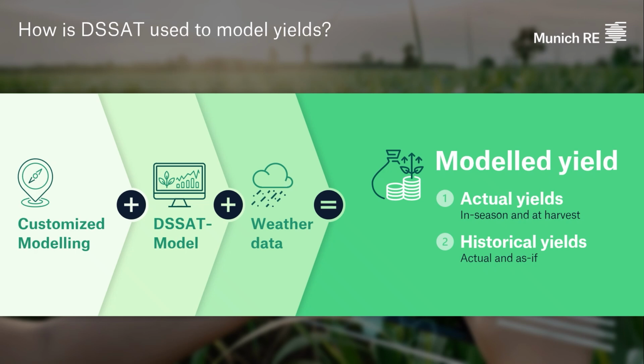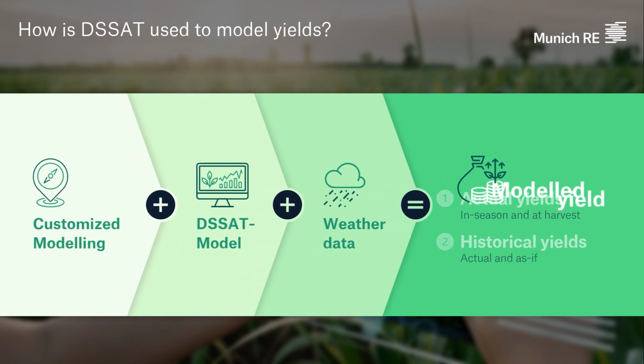Firstly, the calculation of in-season actual yields during and at harvest. These can be used for monitoring and planning purposes such as grain marketing or logistics, and of course it can also be used for a crop yield hedge. Secondly, it can also recalculate actual historical yields, or as-if scenarios that show how yields might have differed under different farming practices or weather conditions, allowing the user to compare DSSAT yields.